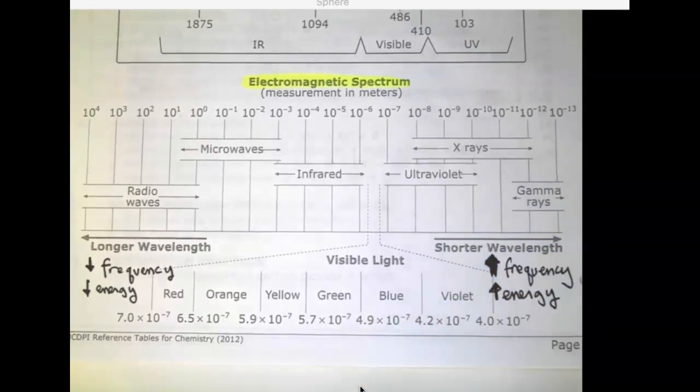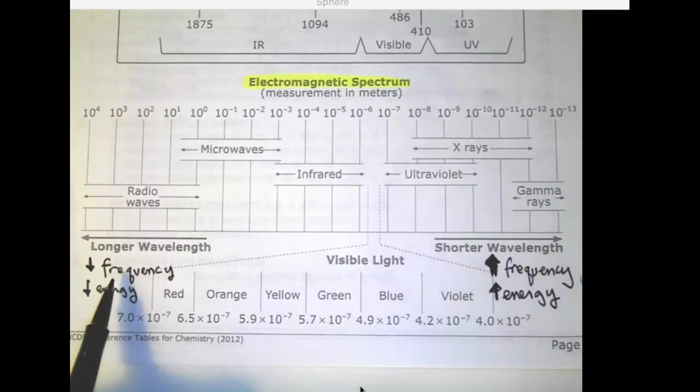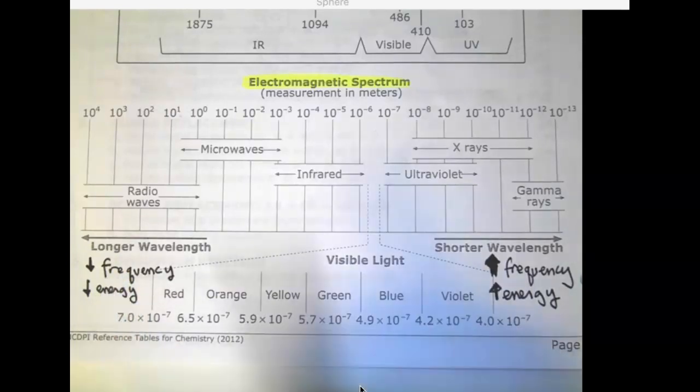So the relationship between wavelength and frequency is inverse. When the wavelength is long, the frequency goes down. When the wavelength is short, the frequency goes up. Now let's check out how to use these.